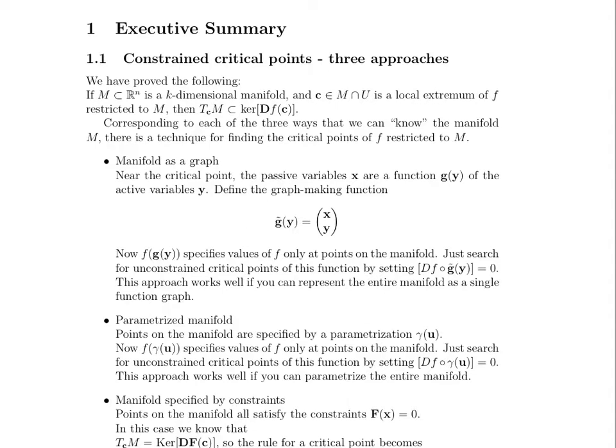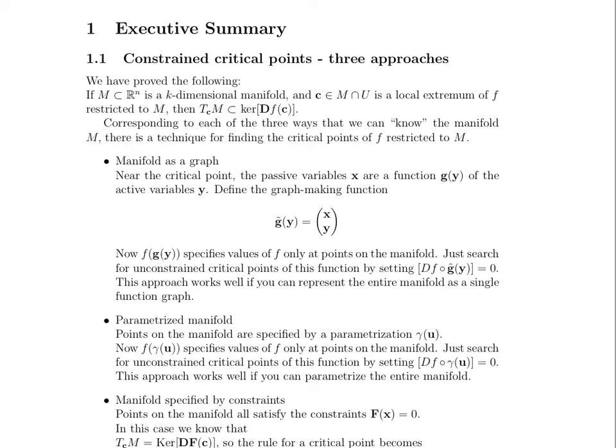So near the critical points, the passive variables x are a function g of the active variables y. If we define the graph-making function, which is this g tilde here, and it returns all the passive variables and all the active variables, f composed with g tilde of y specifies values of f only at points on the manifold. And in fact, I want to make a very small correction here. I missed one typo. This should be f of g tilde of y.